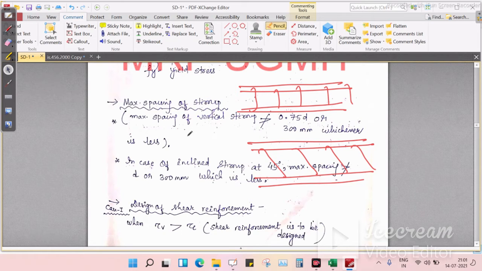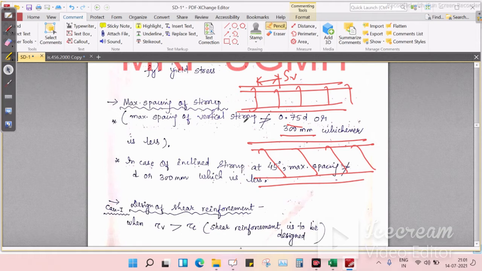The maximum spacing of vertical stirrups, that is sv, the stirrup to stirrup distance, should not be greater than 0.75 d or 300 mm. First we have to calculate the value of 0.75 d. Then we compare which one is lesser, 0.75 d or 300. Again we compare that value with the spacing. If the spacing is less than that value, that is okay.